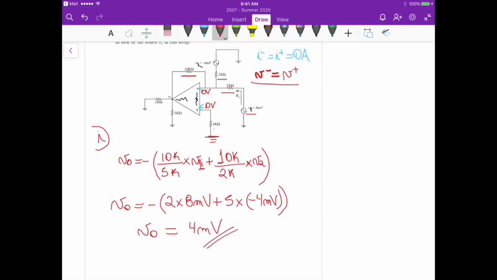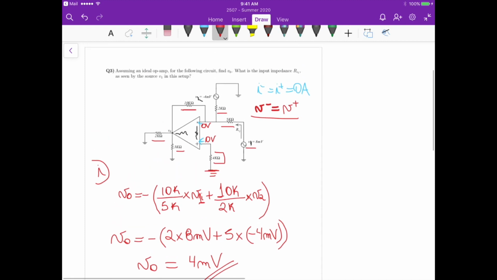This 4k doesn't change the analysis, and the 3k and 2k are basically loads on the output of the amplifier, so they don't change the voltage at the output. That's one of the advantages of using operational amplifiers to build an amplifying circuit. We just have to take care of the feedback loop and the input resistors on each one of the input sources.